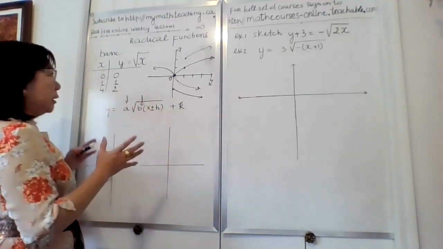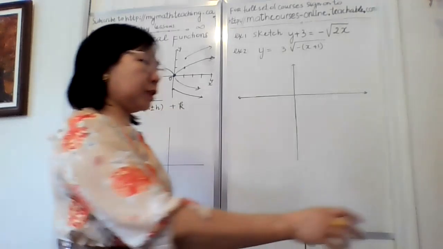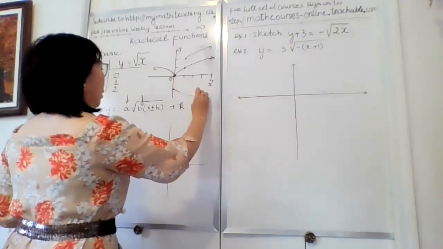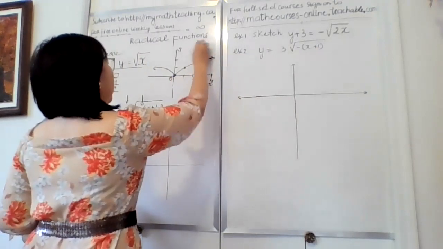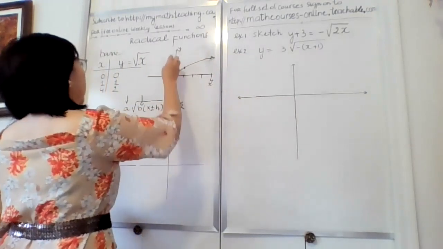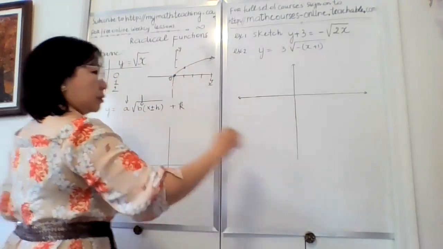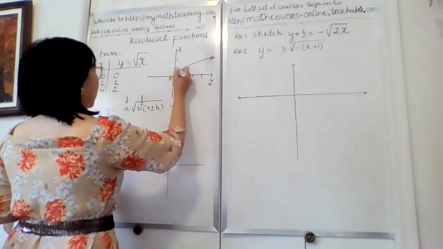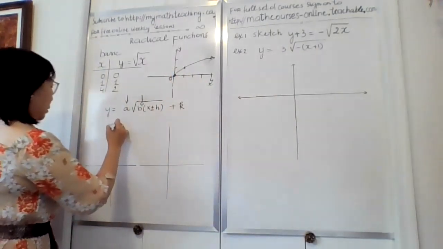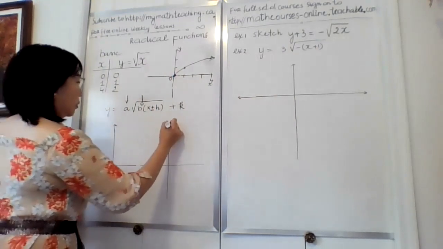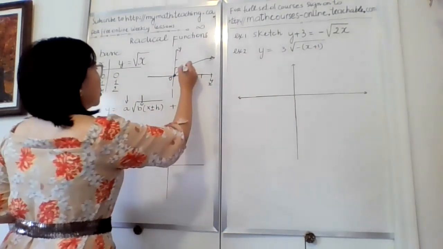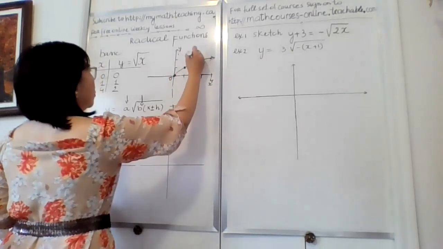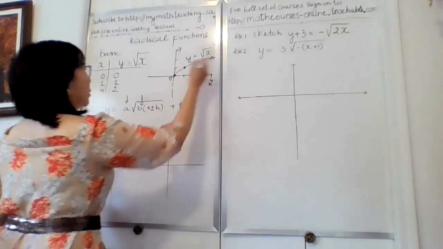Now, before we get into this new transformation, let me talk a little bit about its domain and its range, because that will be included in the basic shape, right? So let's talk about the basic shape of the radical function, and its domain and range. So this is the function y equals square root of x.